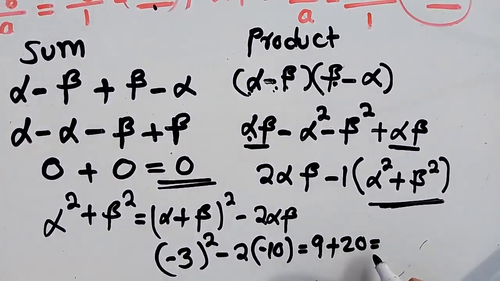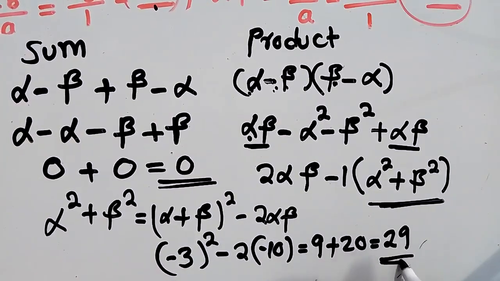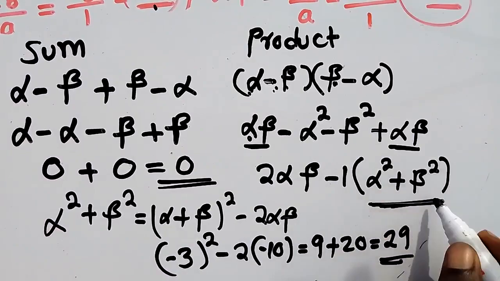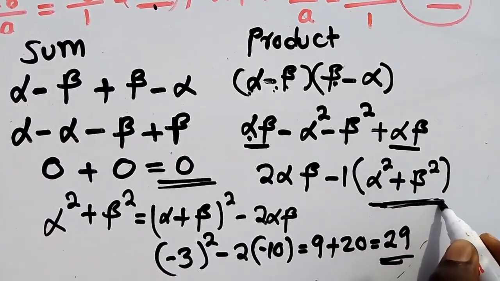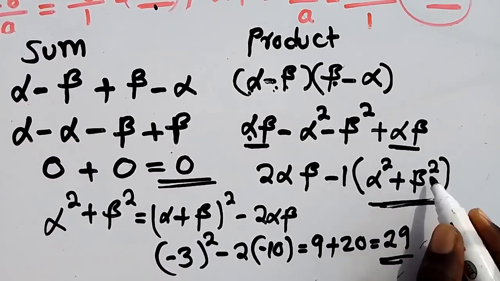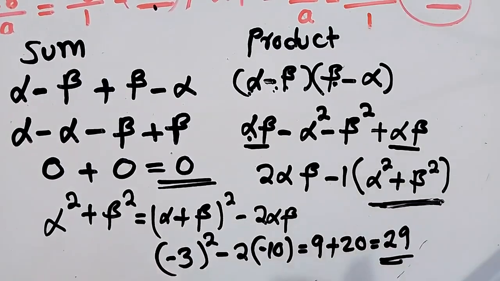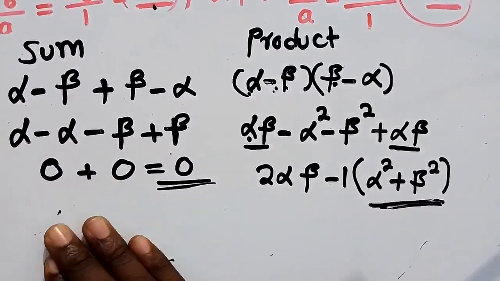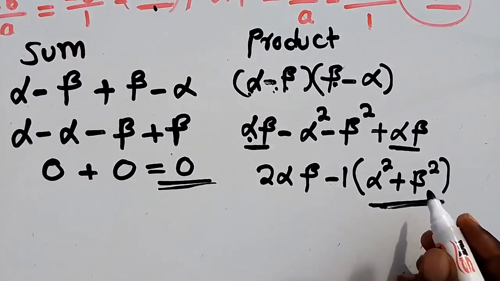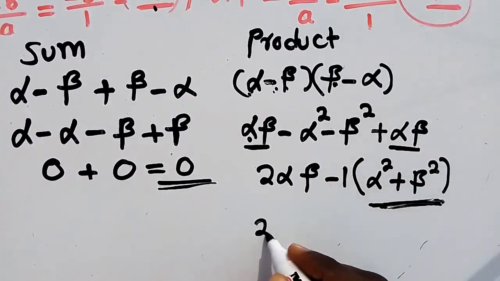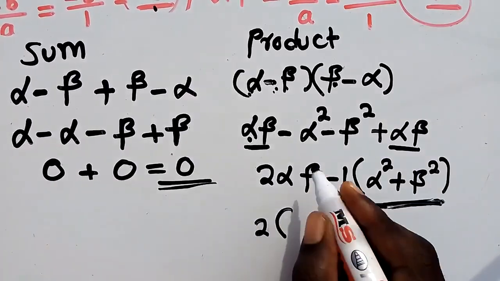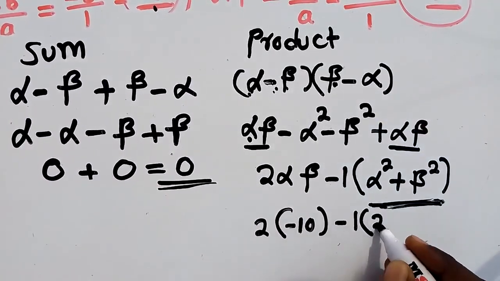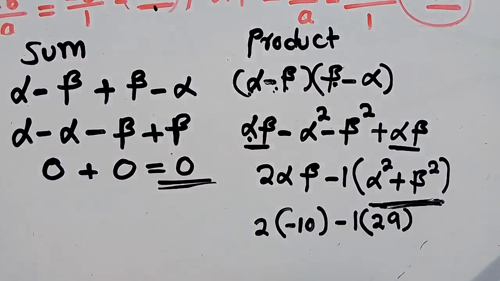So the answer there will be 29. So 29 is your alpha squared plus beta squared. So you know that here we've got 29. So you can label that, then continue from here. So this is 29, there we've got 29. So 2 alpha beta, what is alpha beta? Negative 10. Minus 1, then there we've got 29.